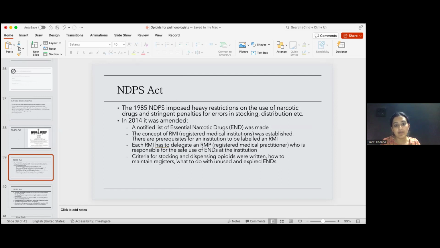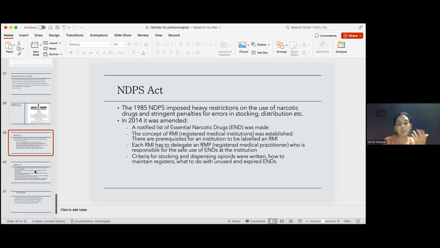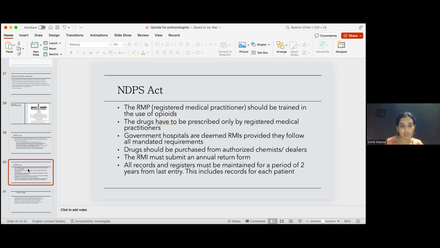And each of these has an RMP, or a registered medical practitioner, who is responsible for the safe use. And then there are specific criteria for how to stock them, how to dispense them, how many prescriptions you need, triplicate prescriptions are needed, how you maintain the registers, and when they are unused or expired, how you will dispose of them, even those which are with the patient and then need disposing of. Each hospital has to have their own narcotic policy which will delineate how you dispose of opioids.